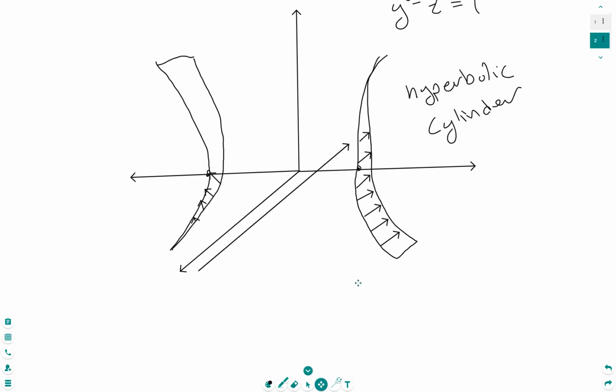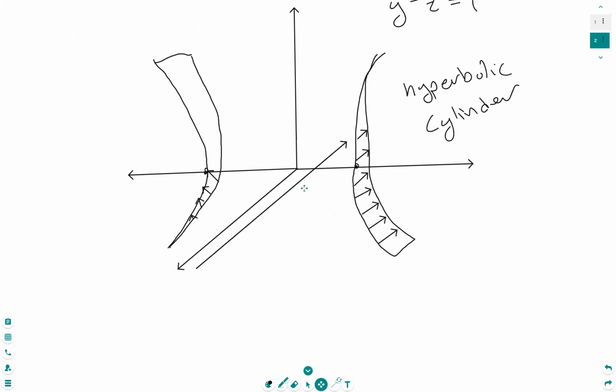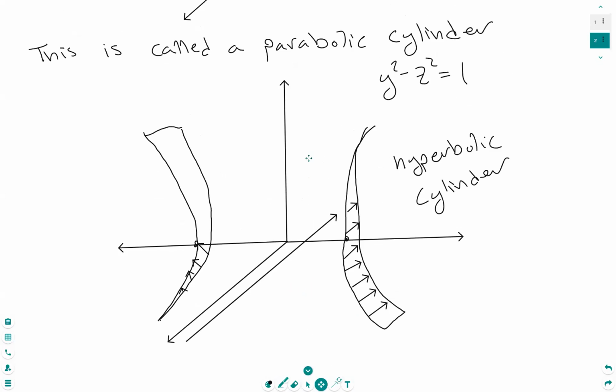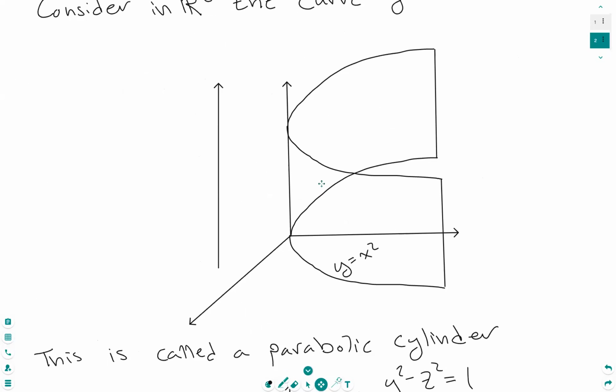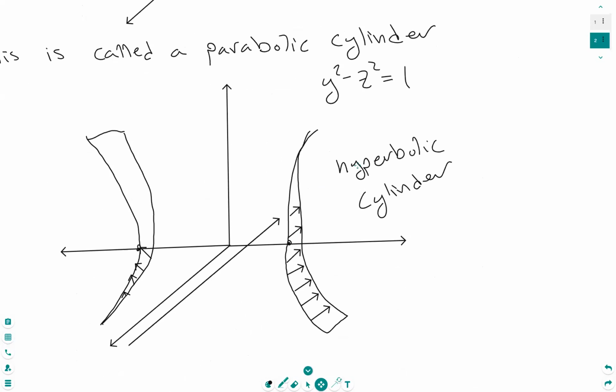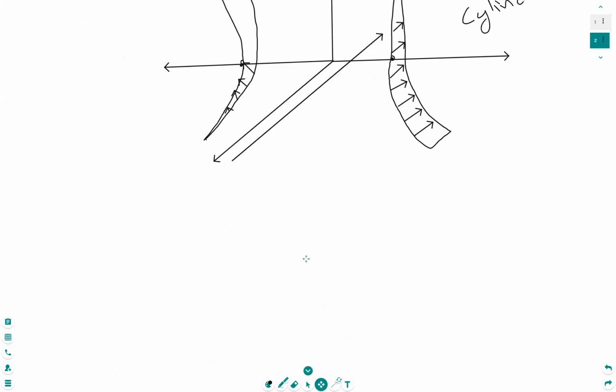And of course, you can have any kind of planar curve that defines these cylinders, but here are just three that have specific names. We have the elliptic, we have the parabolic, and here's the hyperbolic cylinder.